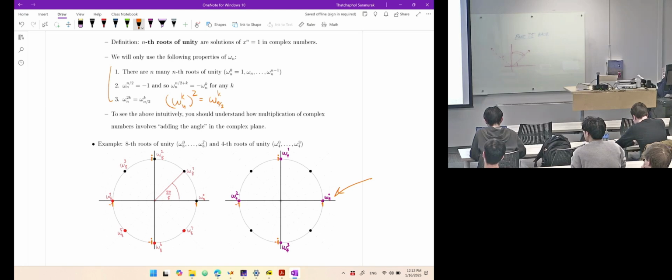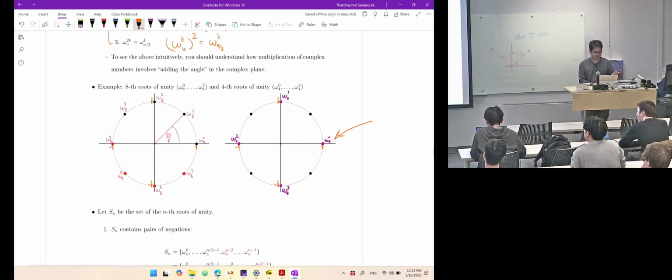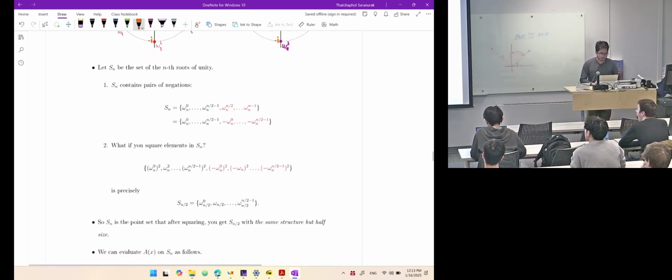Before squaring, you have a pair of negation. After squaring, you still get a pair of negation of each other. Exactly what we want, you see. So now with this in mind, let's just use it. Let's verify this again.